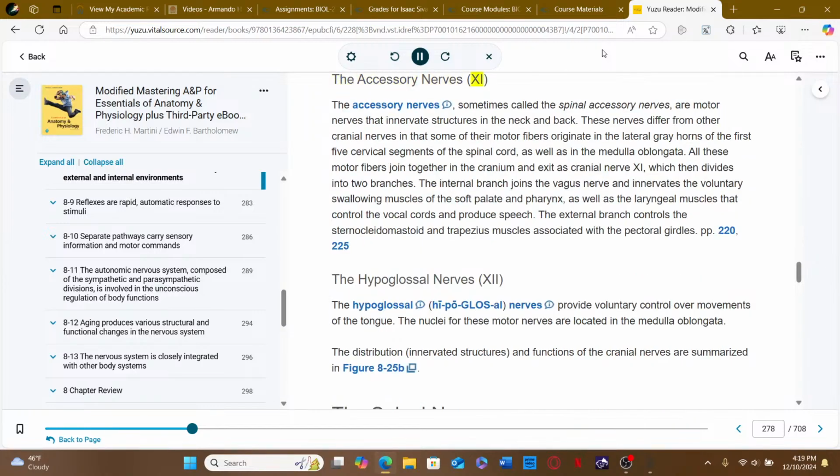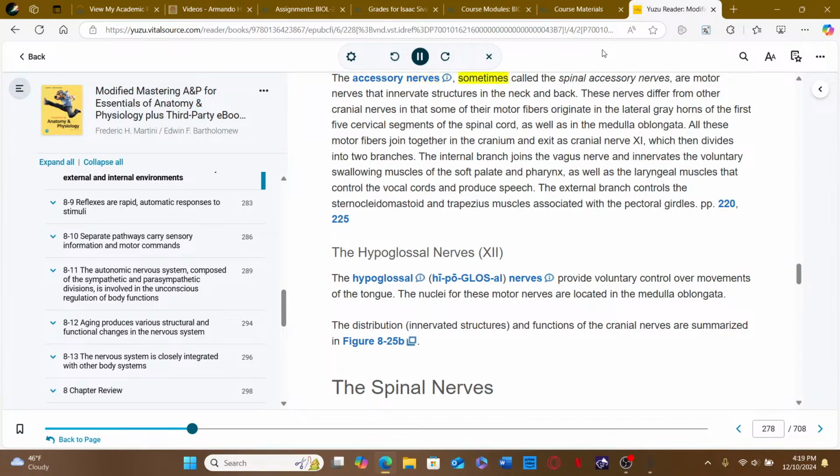The accessory nerves, 11. The accessory nerves, sometimes called the spinal accessory nerves, are motor nerves that innervate structures in the neck and back. These nerves differ from other cranial nerves in that some of their motor fibers originate in the lateral gray horns of the first 5 cervical segments of the spinal cord, as well as in the medulla oblongata. All these motor fibers join together in the cranium and exit as cranial nerve 11, which then divides into 2 branches.